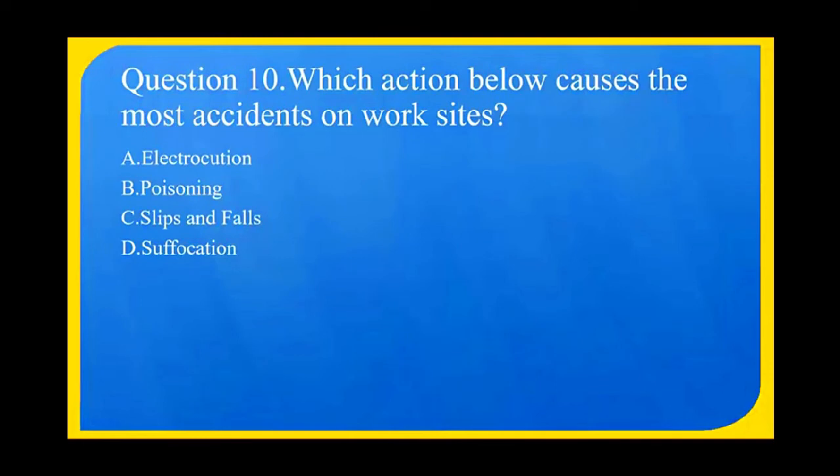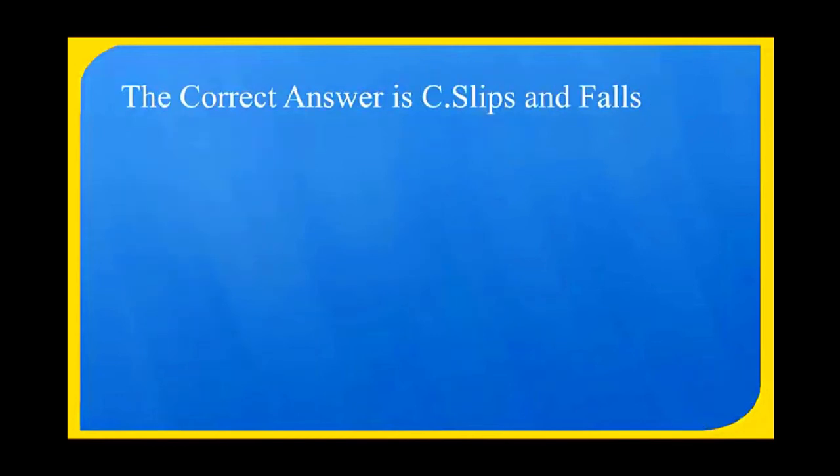Question 10. Which action below causes the most accidents on work sites? A. Electrocution. B. Poisoning. C. Slips and falls. D. Suffocation. The correct answer is C. Slips and falls.